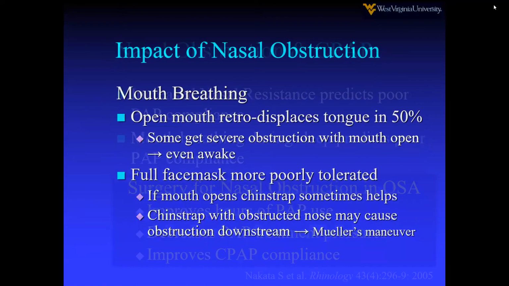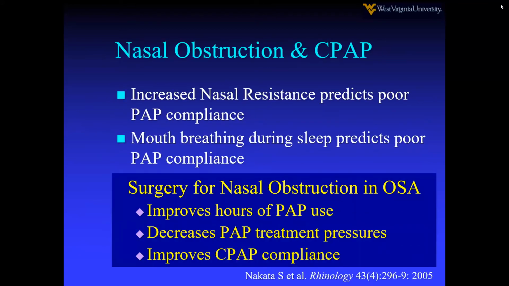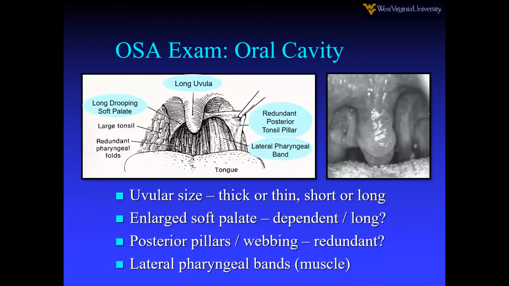So one of the other problems with nasal obstruction is that it can interfere with CPAP use. Increased nasal resistance predicts poor compliance. In private practice, I used to measure a resistance, but after a short time, insurance didn't cover that, so I was just doing it gratis because that was part of my approach. Mouth breathing during sleep predicts poor compliance. And nasal surgery has been shown actually to improve use of CPAP, compliance, and it also decreases treatment pressures. And high pressures sometimes make it difficult to use CPAP.